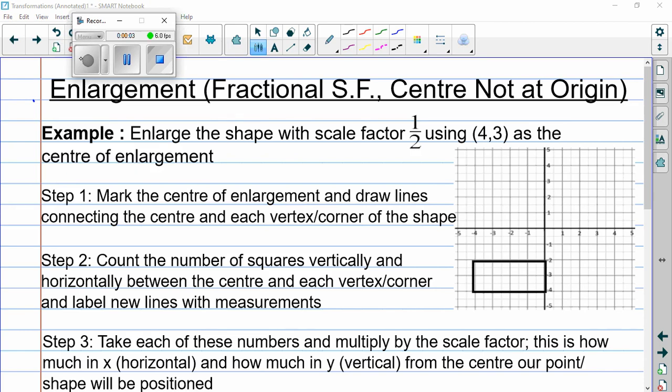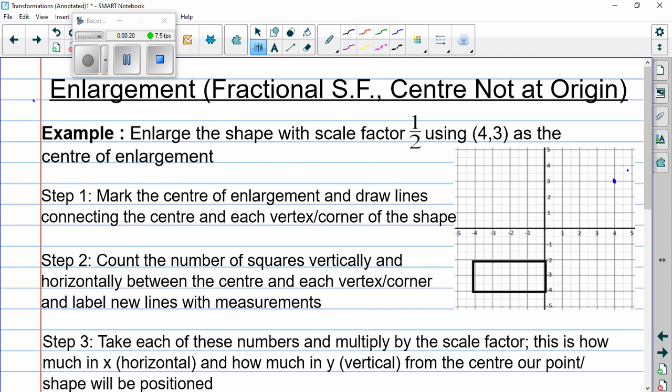Today we're going to do fractional scale factors with center not at the origin. So we've done fractional scale factors, we've done centers not at the origin. We're just going to do them both together, so it's nothing too new. So first, mark our center at 4, 3: 4 for the x, 3 in the y.